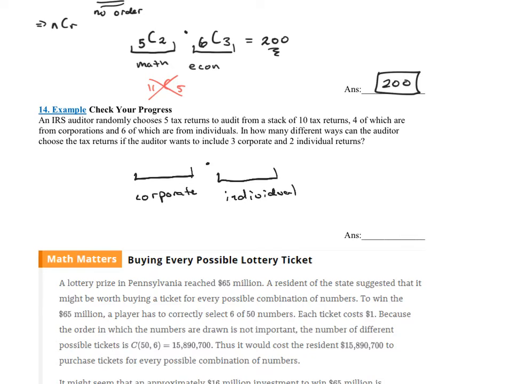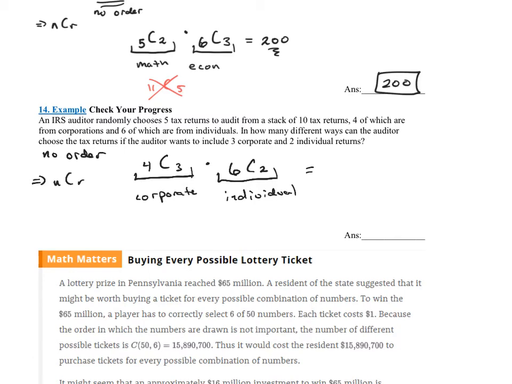So let's think about it. He's grabbing tax returns. It doesn't matter if he grabbed you first or grabbed you second. You're being audited. So it's an audit, so we're going to say no order here. If there's no order, I'm going to be using combinations, not permutations. So let's read it again. It said 4 are from corporations, so there's a total of 4. Of those, I need to include 3 of them. And then it says 6 are from individuals. Of those, I need to include 2 of them. Again, order doesn't matter. You're either picked to be audited or you're not.